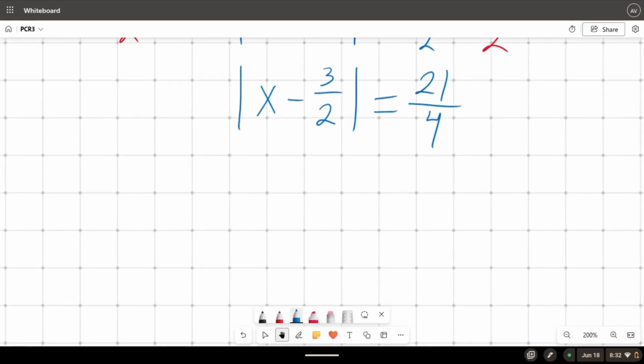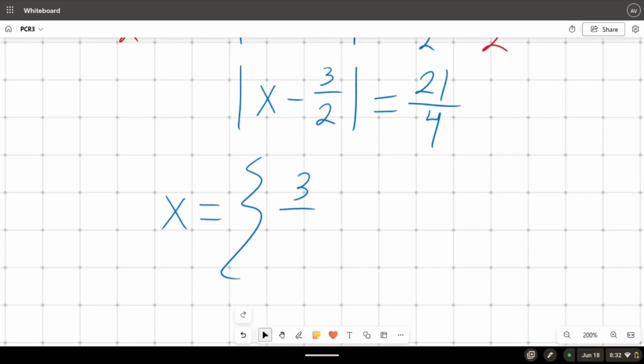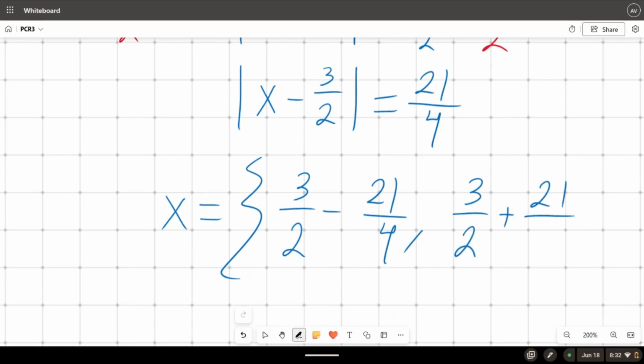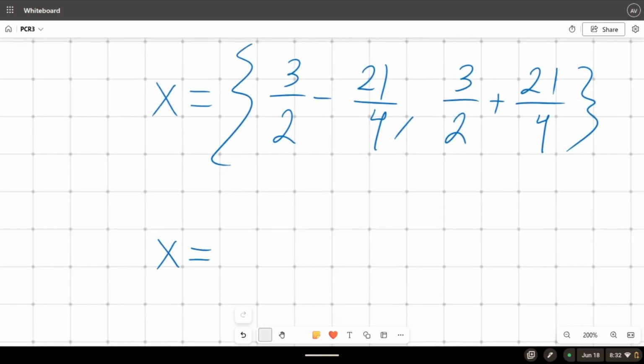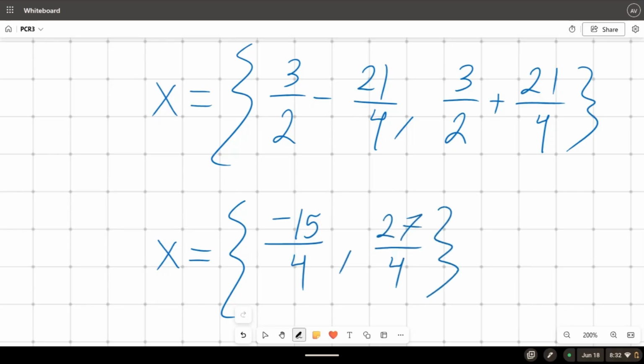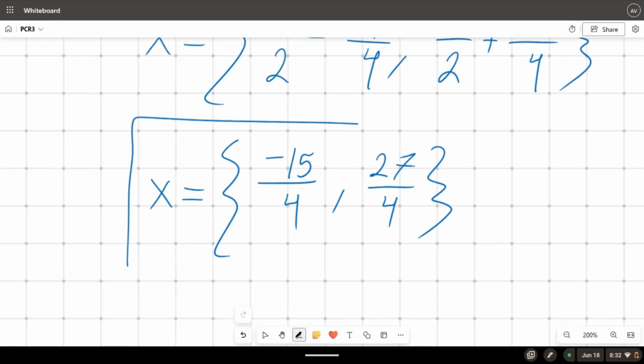Now we're in the form to use the distance approach. So x is equal to 3 halves minus 21 over 4 and 3 halves plus 21 over 4. When you combine the fractions, you get x equals negative 15 over 4 and 27 over 4. That's your answer.